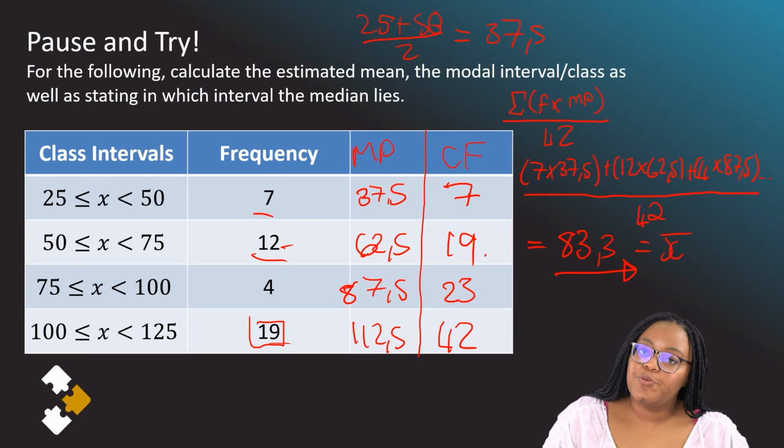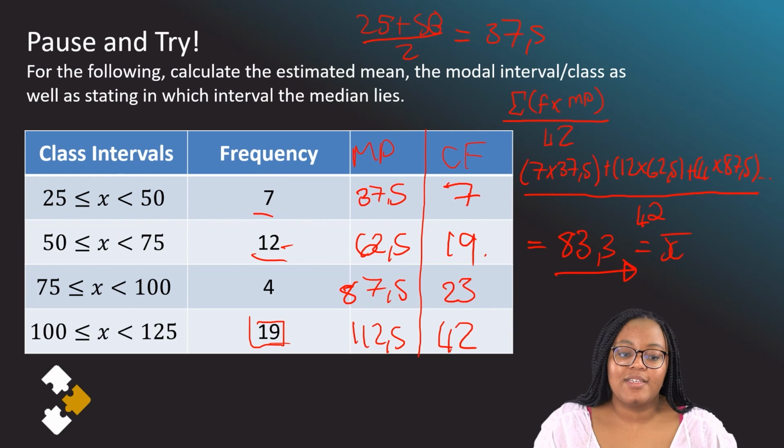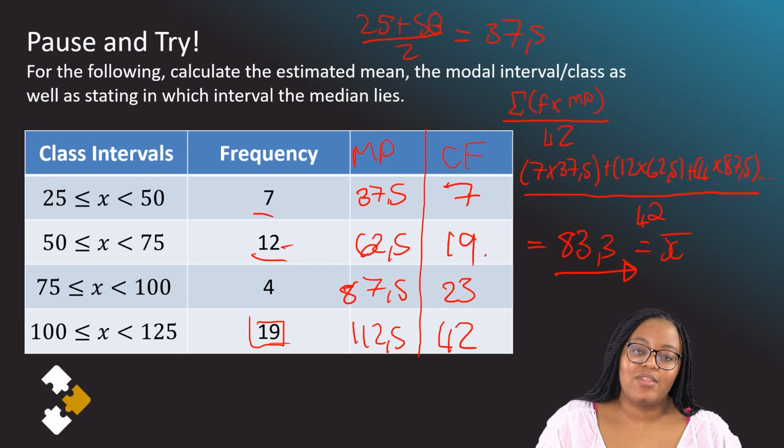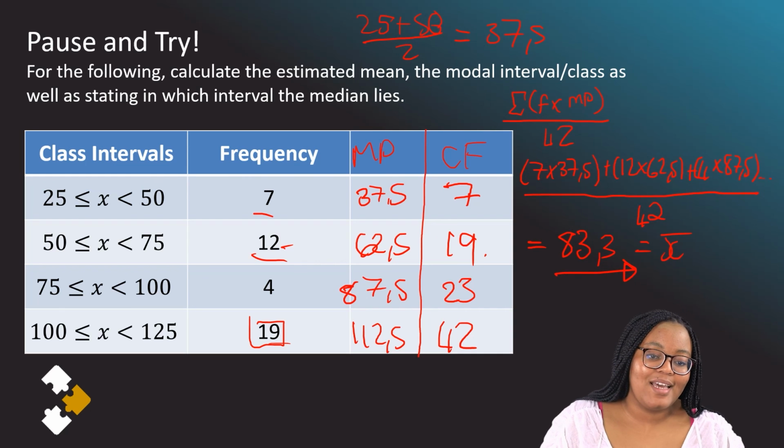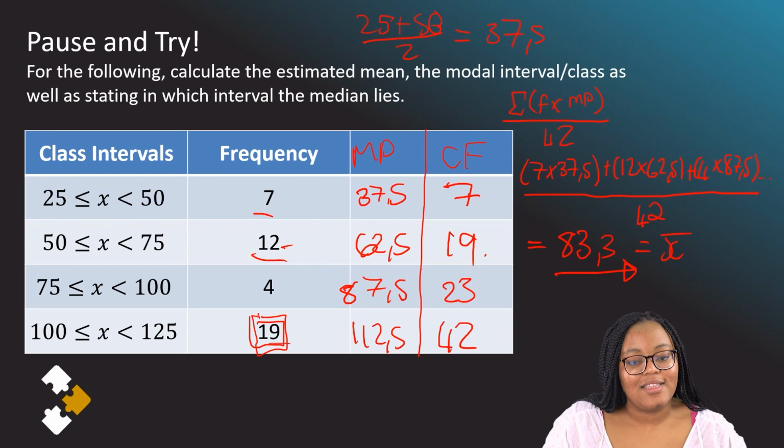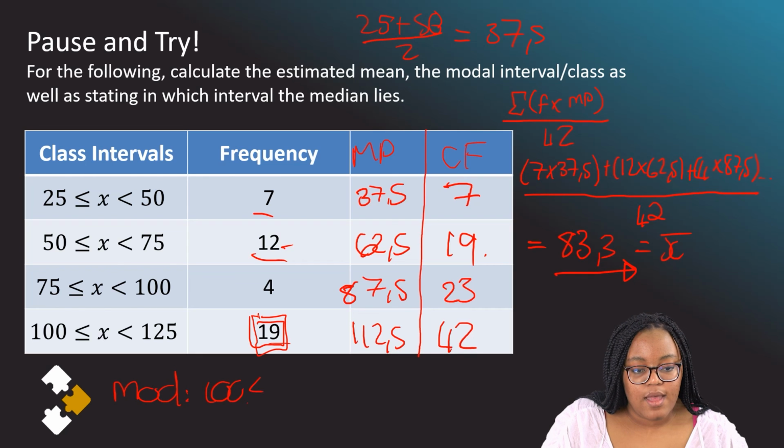To find the mode, we remember that the mode is the value that appears the most frequently, so we're going to think highest frequency. So the class interval with the highest frequency out of all of these class intervals is going to be the one with a frequency of 19. That is the interval between 100 and 125.